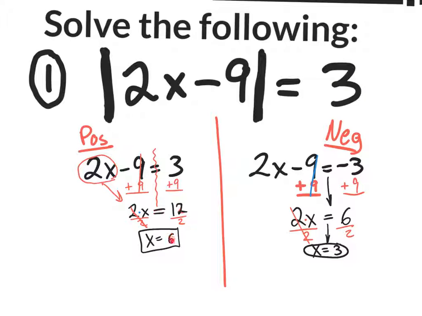So if you took the value of 6 and plugged it in, that would be 2 times 6, that's 12. 12 minus 9 is 3, and the absolute value of 3 is equal to 3 anyway. Now you could take the 3 and plug in the 3 right there. 2 times 3 is 6. 6 minus 9 is negative 3, and then the absolute value of negative 3 is also equal to 3. So as you can see, both of these answers work. You have to state both of them to get full credit.